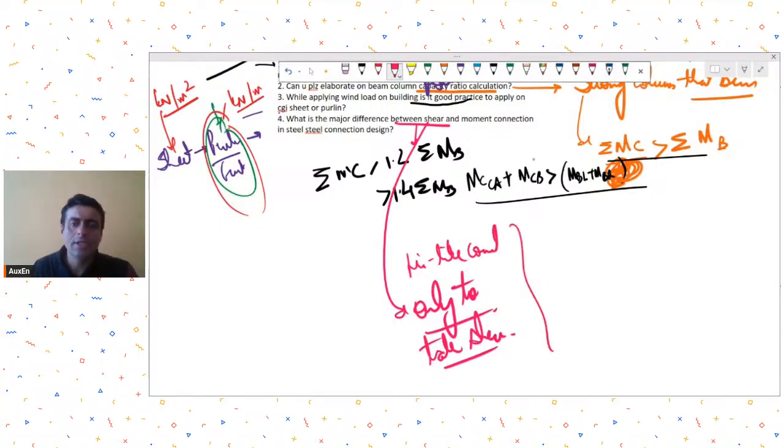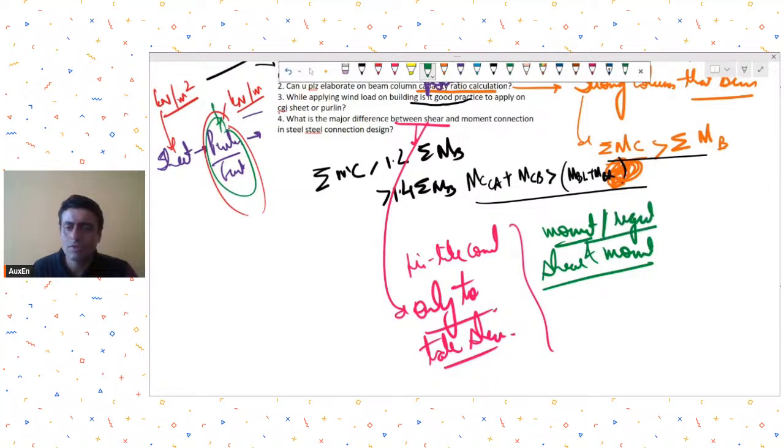And moment connections of course take both. So moment connections will take shear and moments both. So they are designed like moment connections, and they may also be designed as rigid connections if adequate stiffness is provided. So the basic difference between shear and moment connection is that a shear connection can resist only shears, while a moment connection will resist both moments and shears.